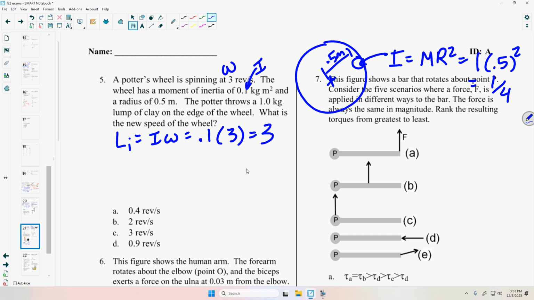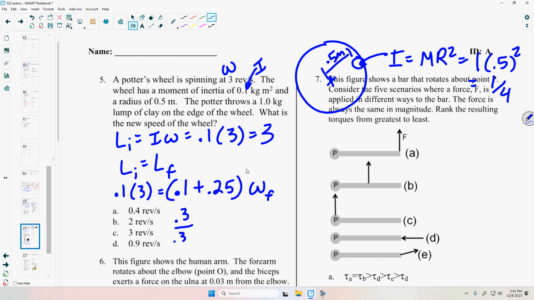So I say that Li is equal to Lf. 0.1 times 3 is equal to 0.1 plus 0.25, times omega final. And then I solve that for omega final. That's 0.3 divided by 0.35 equals omega final. Should be pretty close to 1. Yeah, 0.9.